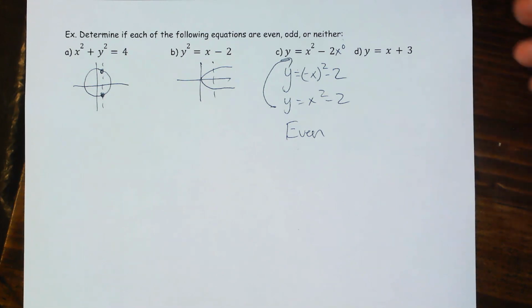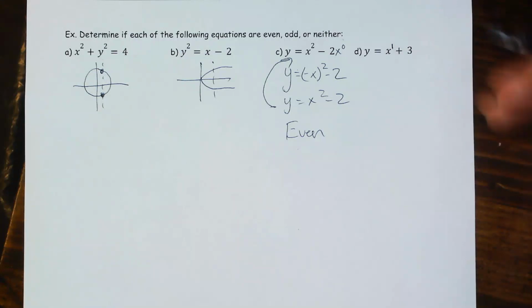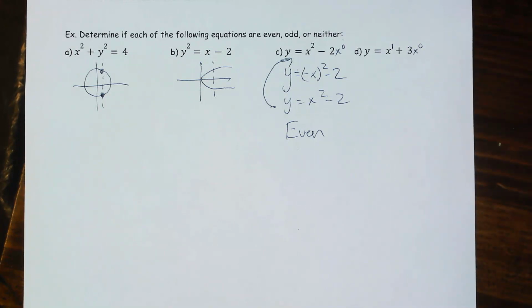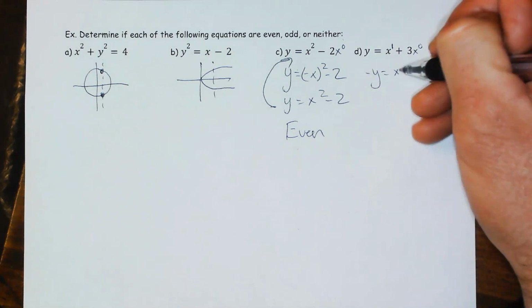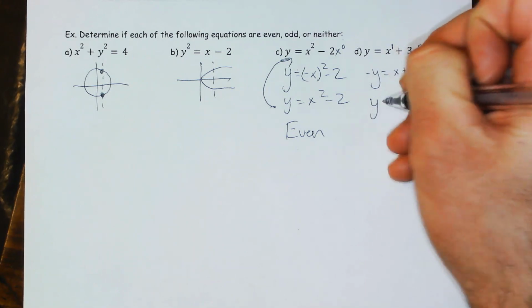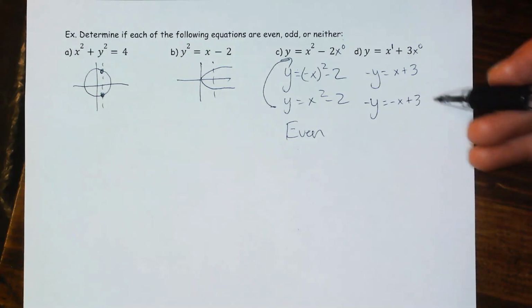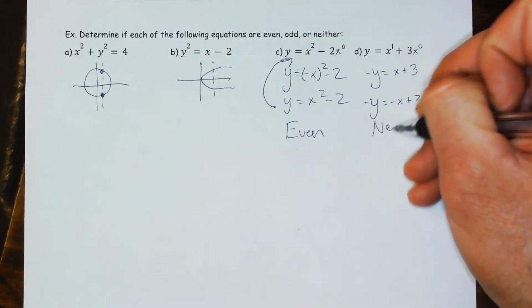All right, next one. This is x to the first power, which is an odd exponent, okay? But x to the 0 power is an even exponent. See how this is a mix of the two? That one's going to end up being neither. And I can show you that algebraically. If I plug in a negative, y equals x plus 3, that doesn't match the original. If I say y equals negative x plus 3, or negative y equals negative x plus 3, that doesn't match the original either. So this one's going to end up being neither.